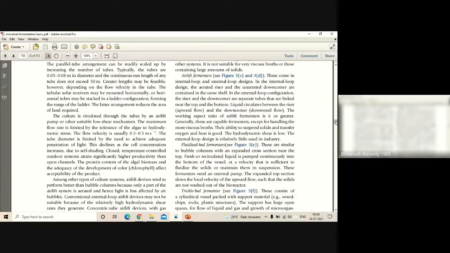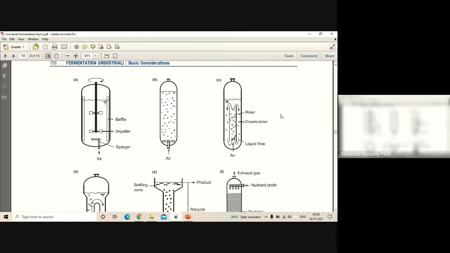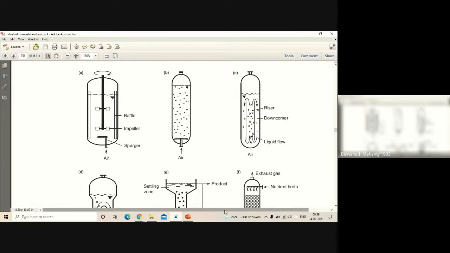Now I will show you some examples of bioreactor design. There are many kinds of bioreactor. You can study this paper. I am just giving an overview. The most widely used fermenter is the stirred tank. I will show you the diagram. I think you can see the diagram very easily, right? You can see my screen.